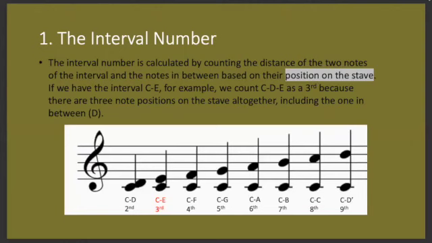Identifying intervals. Number one, the interval number. The interval number is calculated by counting the distance of the two notes of the interval and the notes in between based on their position on the stave. If we have the interval C to E, for example, which is highlighted in red down below, we count C, D, and E as a third because there are 3 note positions on the stave altogether, including the one in between, which is the note D. I'm going to point to it now with my cursor, and I'm going to show it to you in a bit more detail on the next slide.